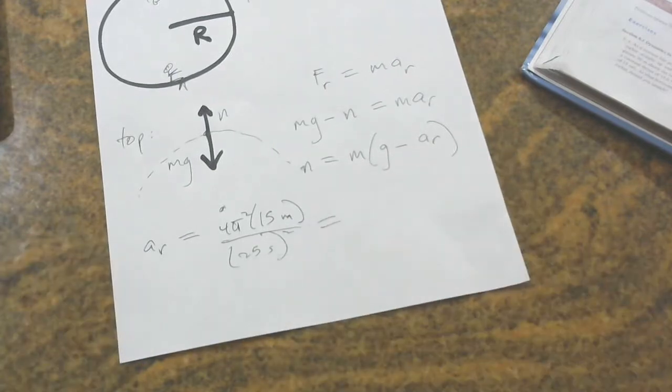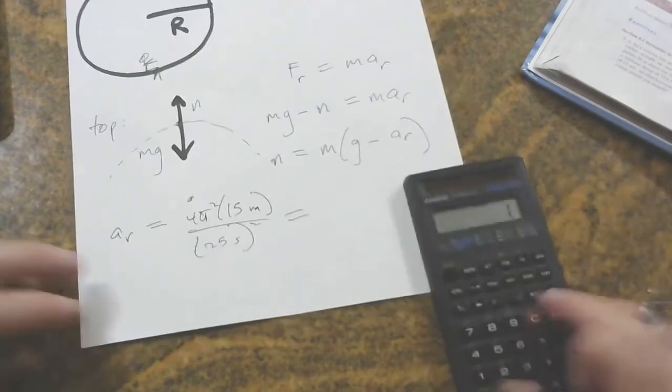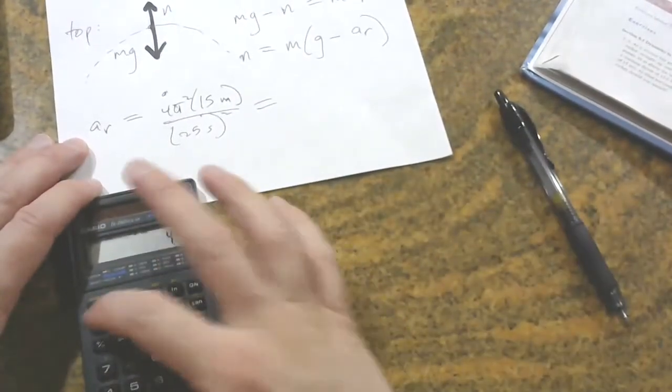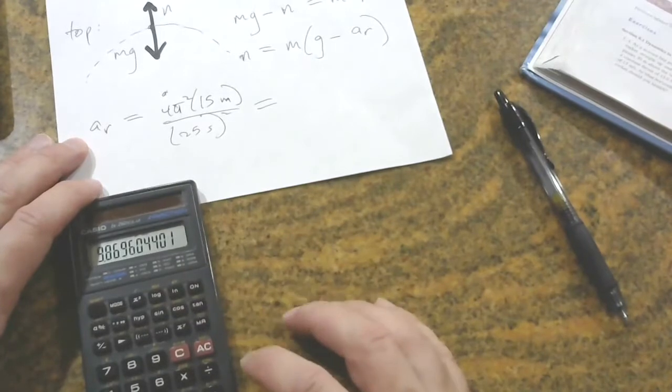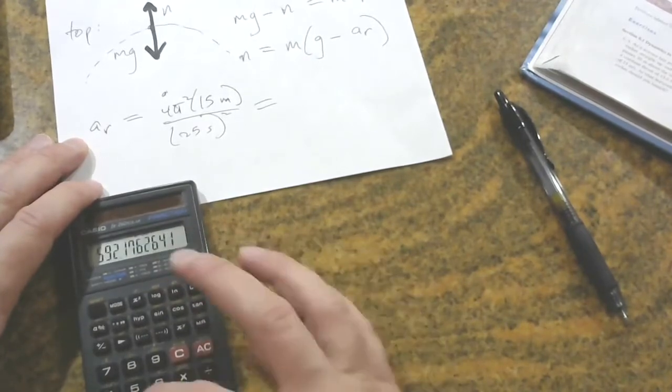Let's plug this into the calculator and see what we get. 4 times pi squared times 15 divided by 25 squared.